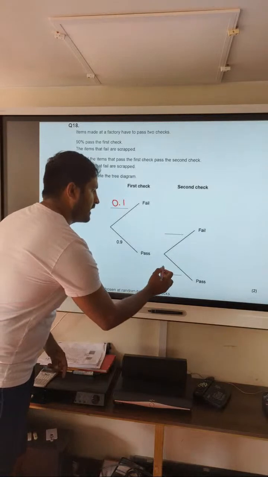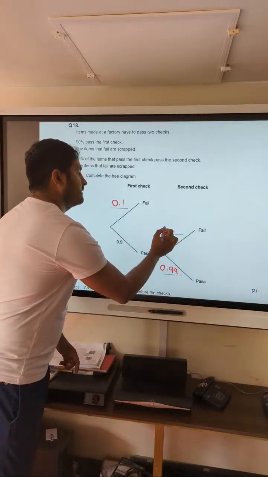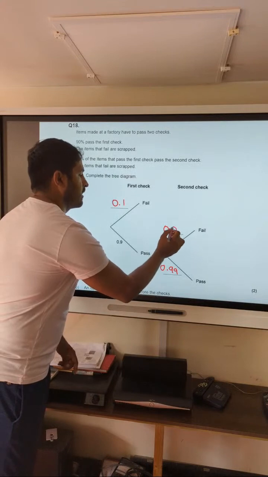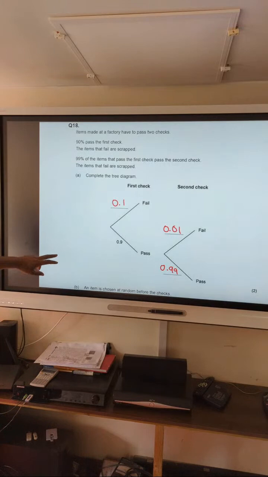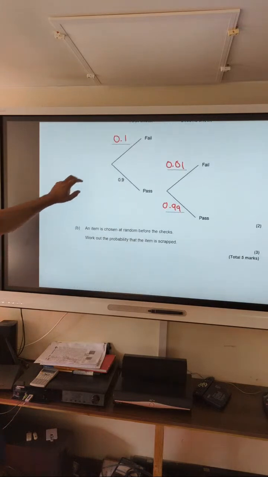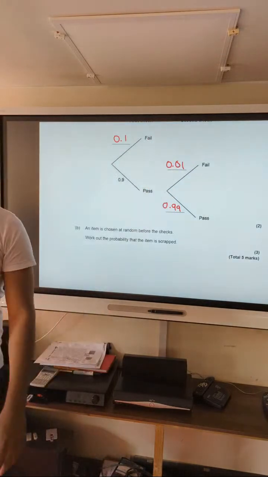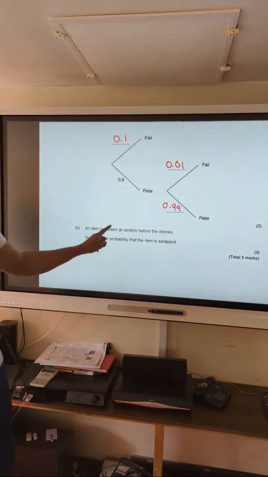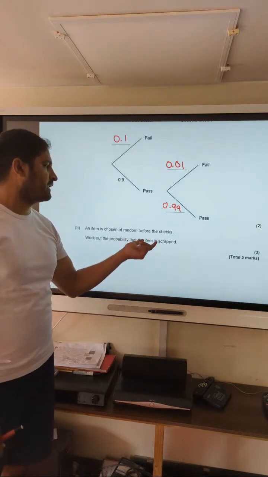So we're saying 0.99. So how many fail? 0.01. We completed it. That's it, done. In the second check. Because when they fail the first check, we don't have to check them again. They are scrapped straight away. An item is chosen at random before the check. Work out the probability the item is scrapped.